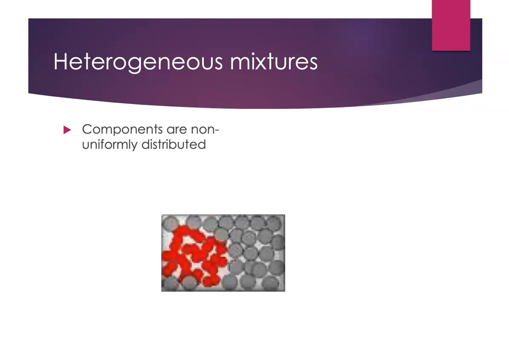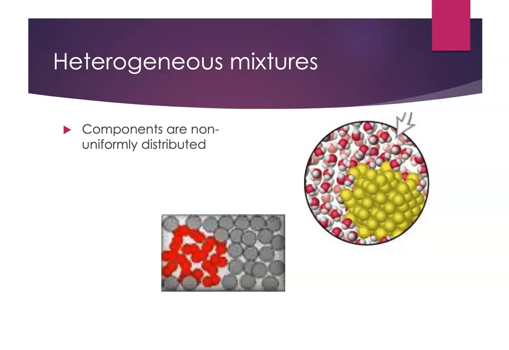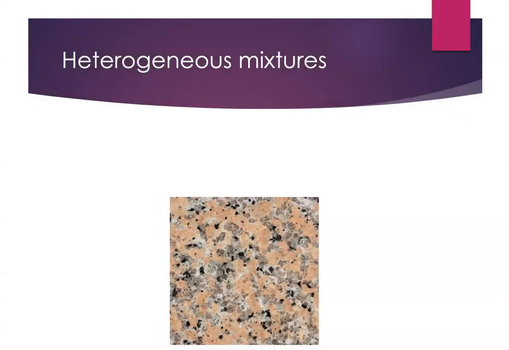That's what I'm trying to show with my particle level models here. We see a distinct clump of red particles surrounded by a bunch of gray particles. I have a bunch of yellow particles surrounded by a bunch of white and red water molecules. I see distinct phases. If I look at the left-hand side versus the right-hand side, my ratio of red to gray, or my ratio of water molecules to yellow, is different. And it's a heterogeneous mixture.